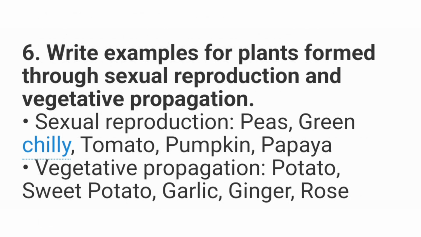Question number 6. Write examples for plants formed through sexual reproduction and vegetative propagation. Answer: sexual reproduction: peas, green chili, tomato, pumpkin, papaya. Vegetative propagation: potato, sweet potato, garlic, ginger, rose.